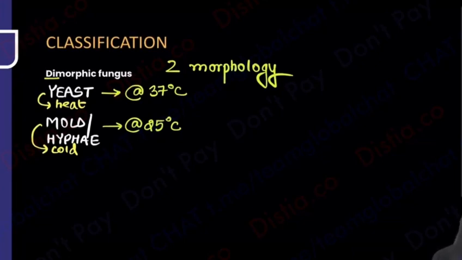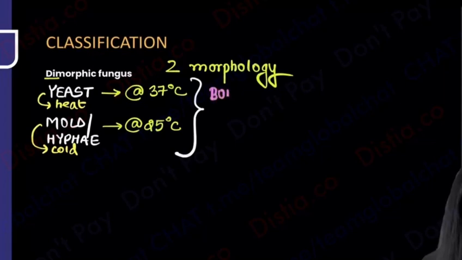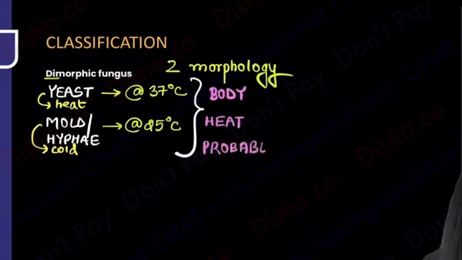Now, having said that, which are the organisms that can form yeast also, and can form mold also? So see, am I not talking too much about temperatures, 37 degrees, 25, heat, cold? So that is how you learn. That is the mnemonic. So the mnemonic that you have over here is body heat probably changes shape. Body heat probably changes shape. So what do I mean by that? Now let's start with the answering of these.